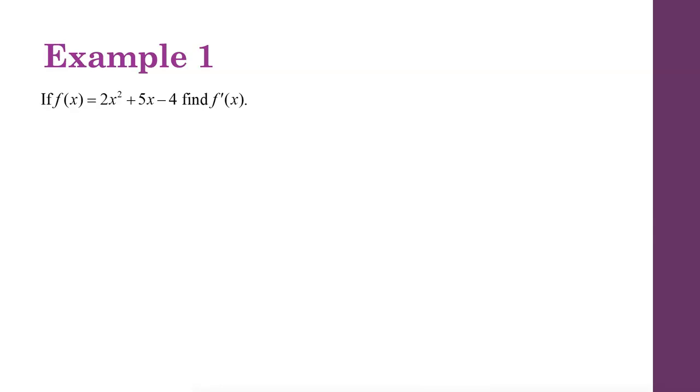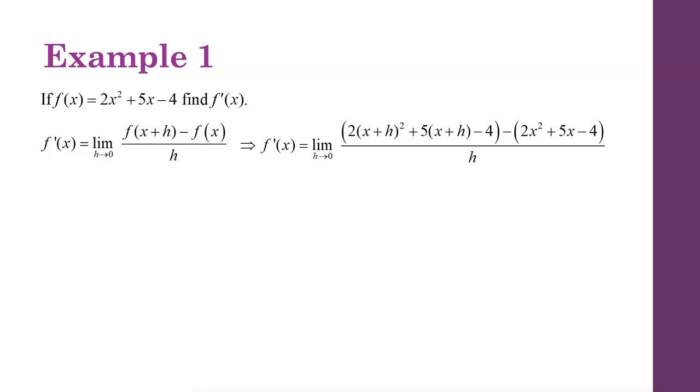So if I have a function 2x squared plus 5x minus 4, I want to find the derivative function for f of x. So we'll start with our difference quotient definition for the derivative function. Replace all our x's in our function with x plus h. So this is f of x plus h minus f of x over h.